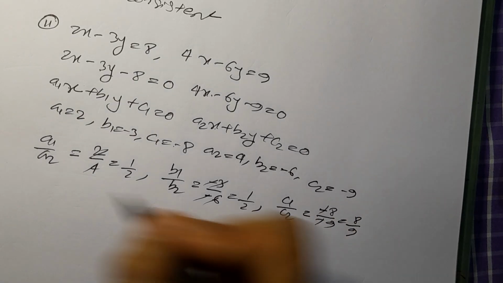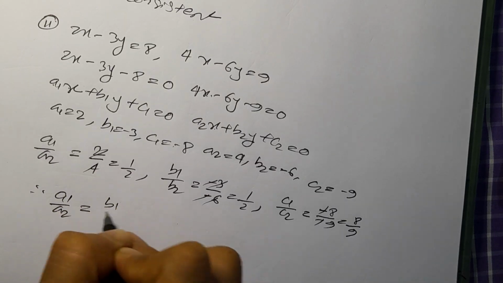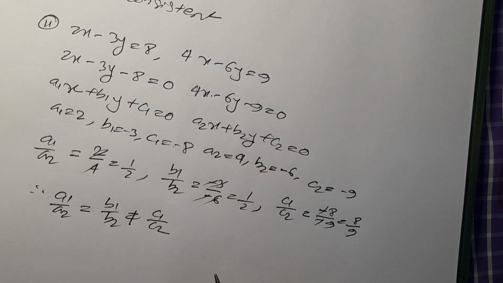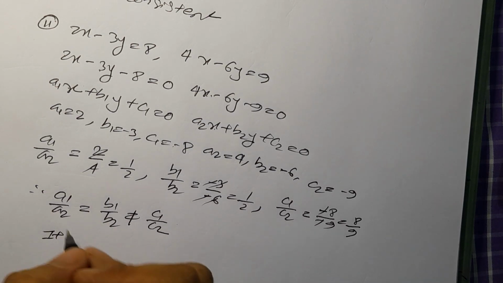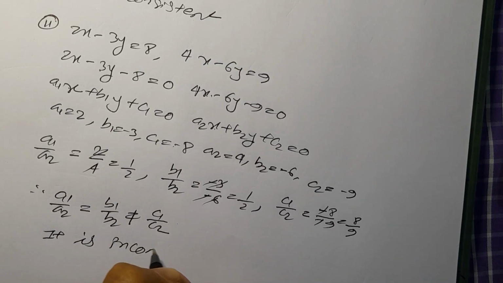So now we got the condition: a1 by a2 equal to b1 by b2 does not equal c1 by c2. So this is the condition for parallel lines, and it is inconsistent. Here we don't get any solution. Whenever we don't get any solution, it is inconsistent.